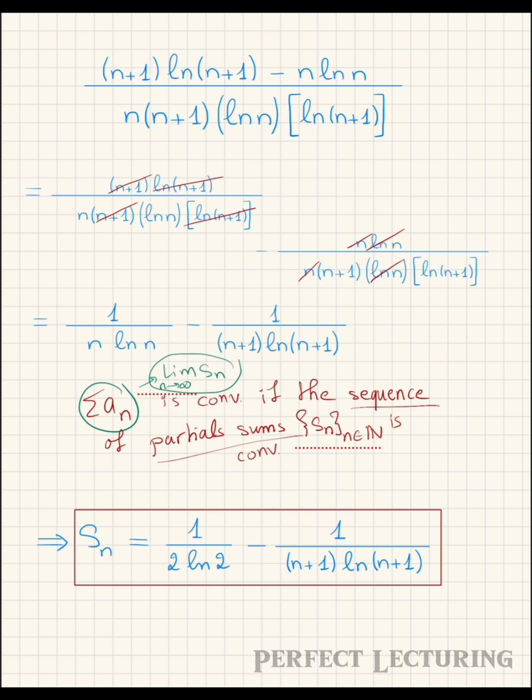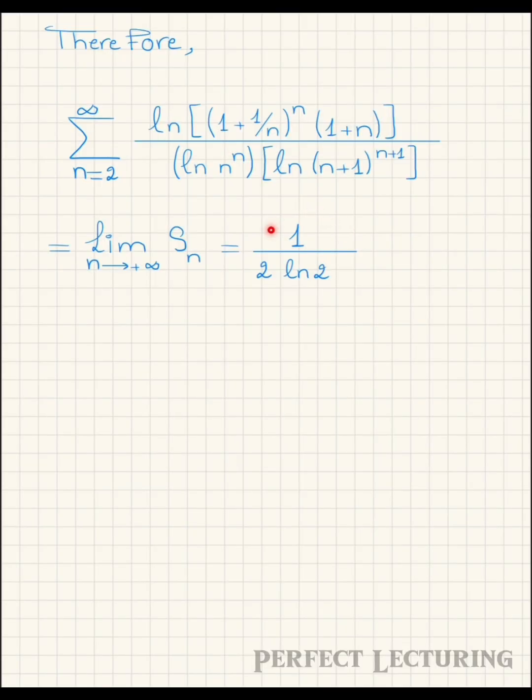And obviously, the limit of this expression exists. As n goes to infinity, this goes to 0, and therefore we have proved that the sequence of partial sums S_n is convergent, and consequently, the corresponding series, which is a telescoping series, is convergent as well. And therefore, this is the sum of our series.